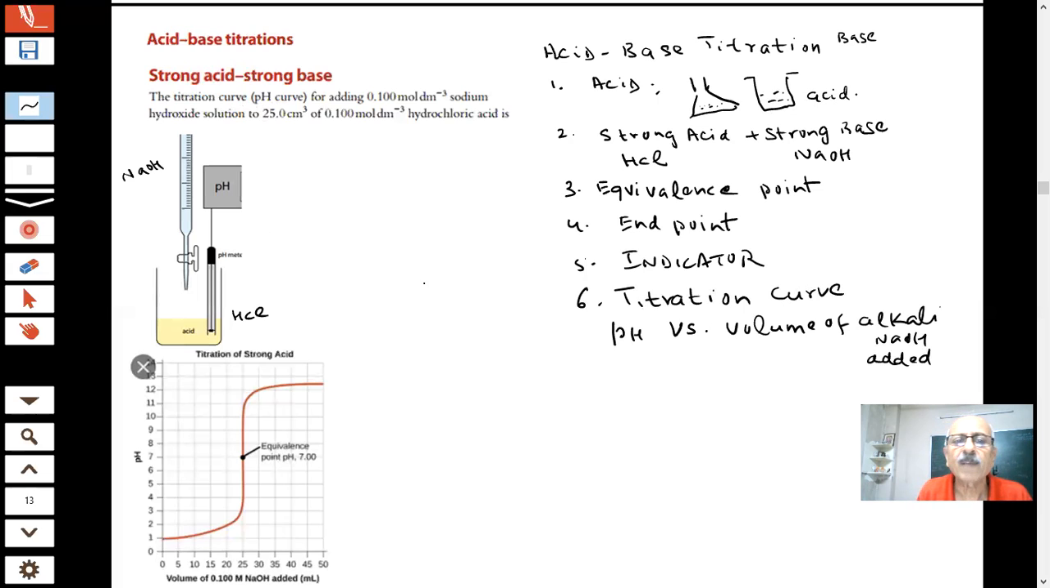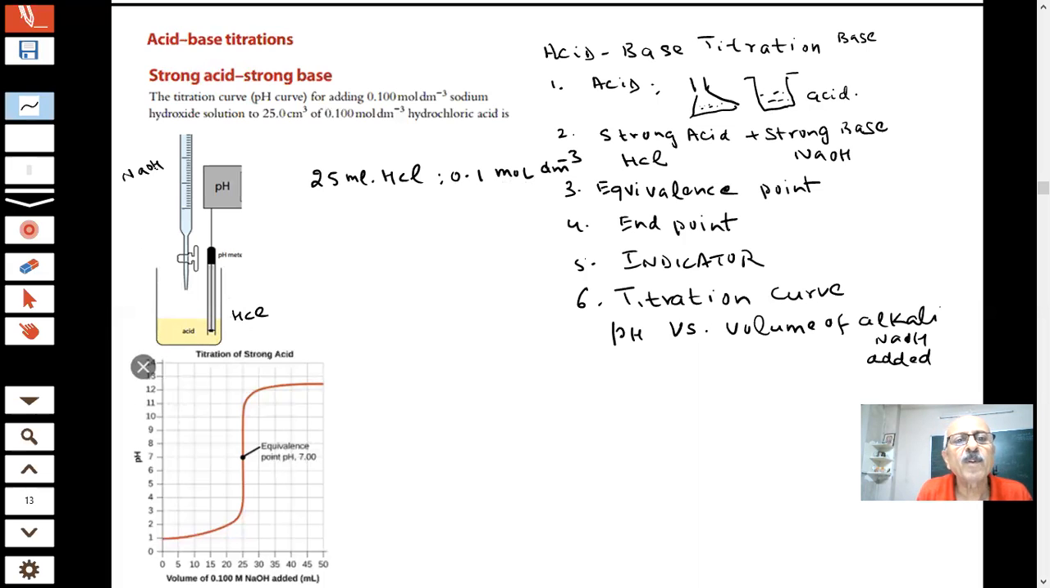What is happening in this beaker? I have taken 25 milliliter of hydrochloric acid, 25 centimeter cube of HCl, which is 0.1 mole decimeter cube in concentration. Okay? I take 25 milliliter of HCl in this. The concentration is 0.1 mole per liter, or 0.1 mole per decimeter cube. This is 25 milliliter. What will I do now?